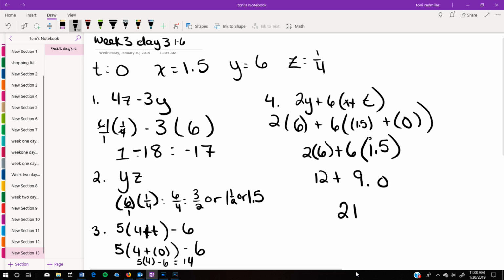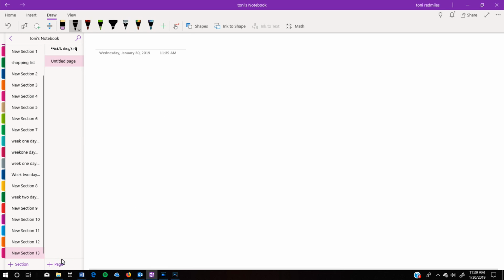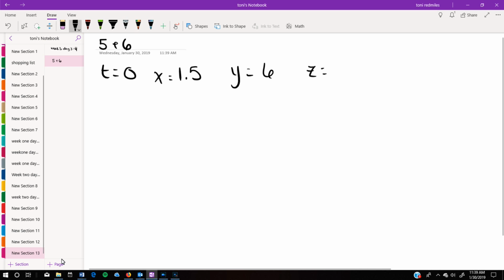All right, it looks like I ran out of room, so I only got to question 4. Let's go ahead and go to the next page. So I'm going to try to get 5 and 6 done on this one. Again, t equals 0, x equals 1.5, y equals 6, and z equals 1/4. 4z plus 2, x plus 4. Oh, I don't need that. I wrote all over my copy.